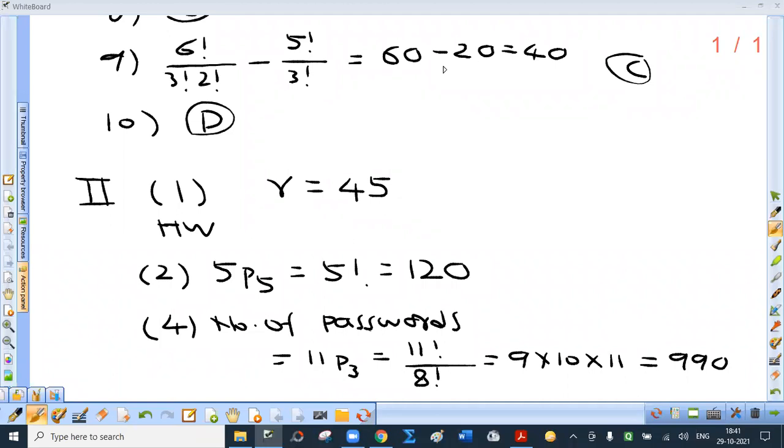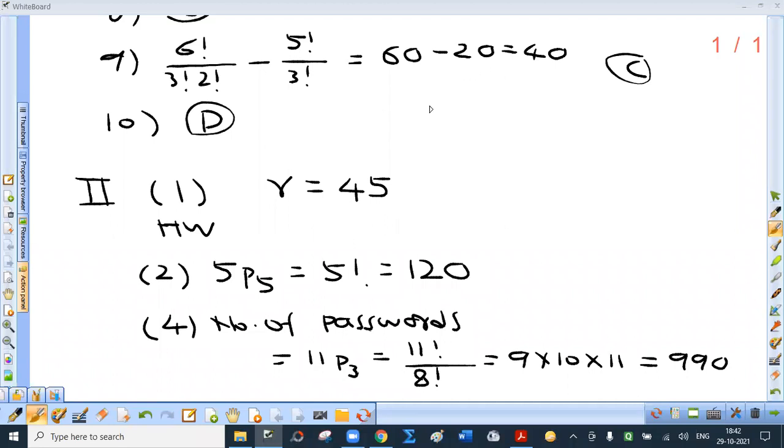Now, second question, answer the following. First part for homework. Find the value of R if 56PR plus 2 is to 54PR minus 1 equal to 30,800 is to 1. So, answer is R equal to 45. Second, how many words can be formed by using letters in the word crown in different order? Now, crown is a 5-letter word, not a single letter is repeated. So, number of arrangements is 5p5 equal to 5 factorial equal to 120.